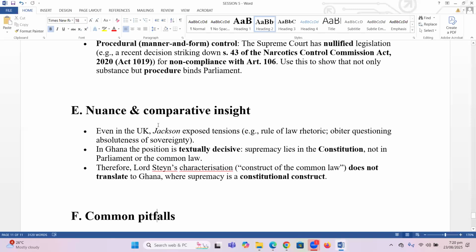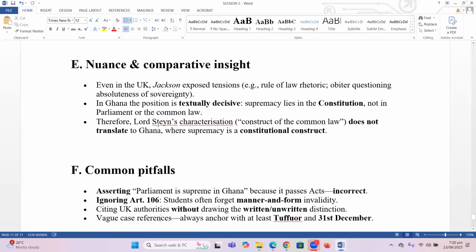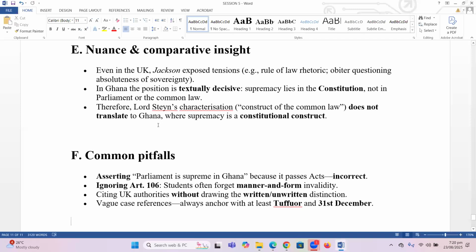Okay, so we're drawing the curtains down on Section 5 here, but just to remind ourselves that students, you have to look out for certain pitfalls, certain wrong things. For example, it is wrong for you to say that Parliament is supreme in Ghana because it passes acts, because it makes laws. No. If you look at rhetoric like the conversations in society, sometimes the unfortunate and misleading impression is created that because Parliament are the lawmakers, they are supreme and everything rests on them.